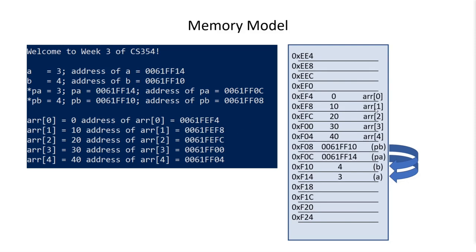EF8 contains array element 1, so 48C04, 48C04. So that's what they're looking like in memory. Couple little things. Notice that the compiler chose to allocate all of the memory in reverse order here. So A was the first thing initialized, B was the next thing, PA, then PB. And then the array came next, but the array elements are in the reverse order from that.